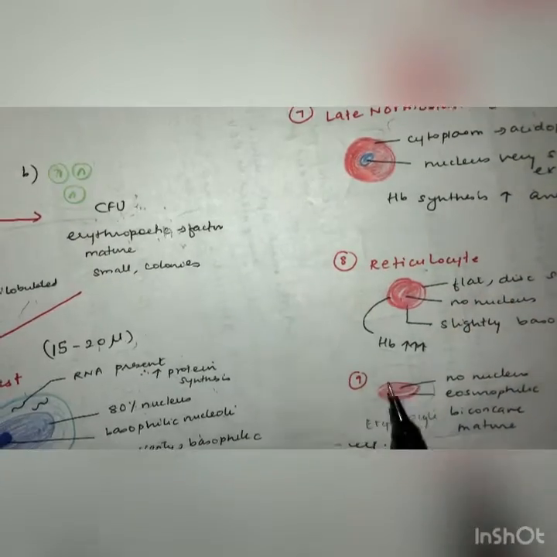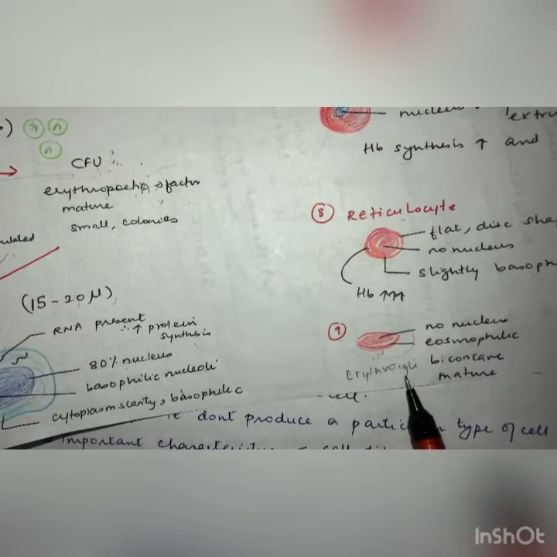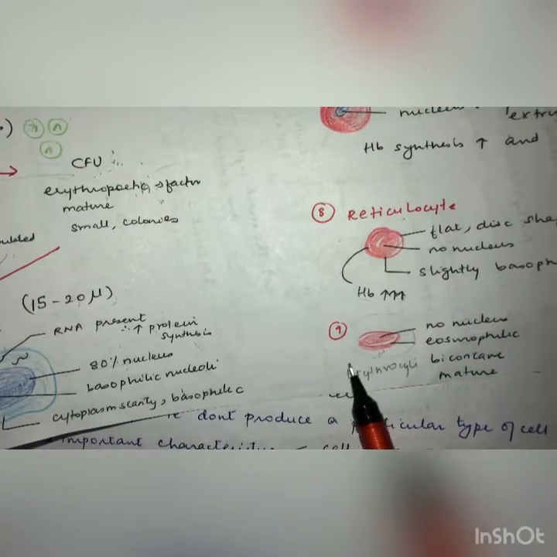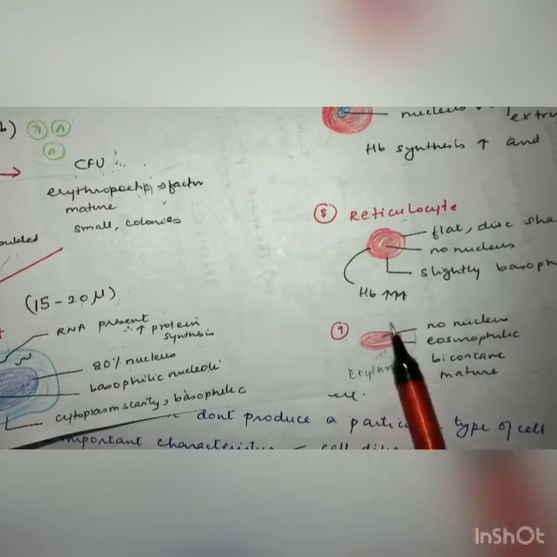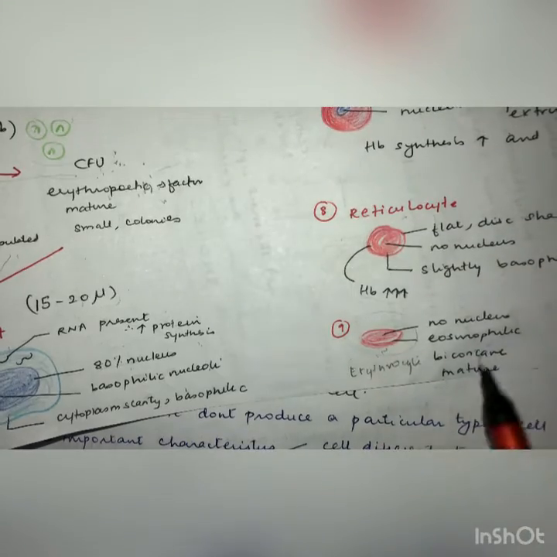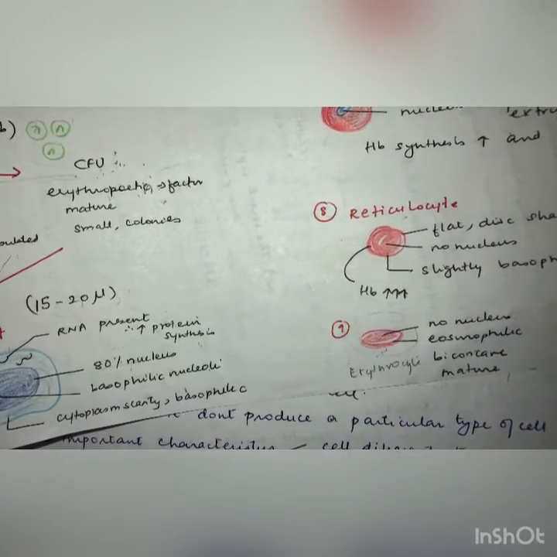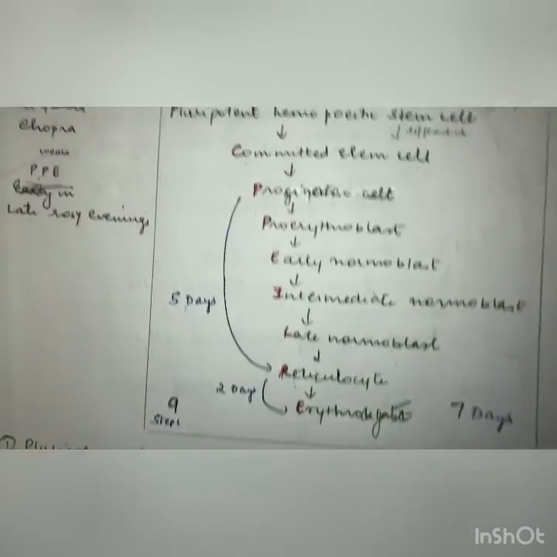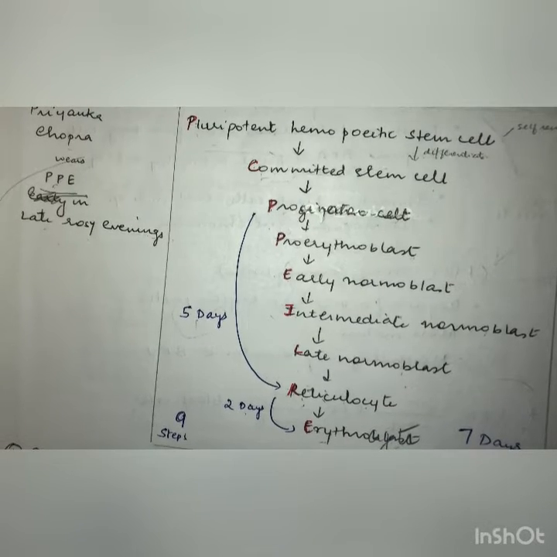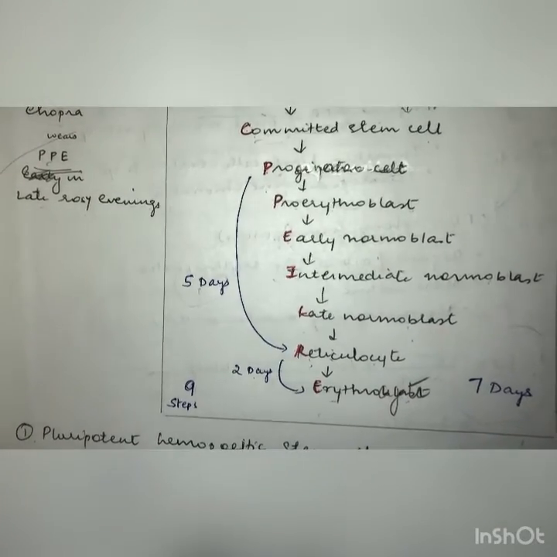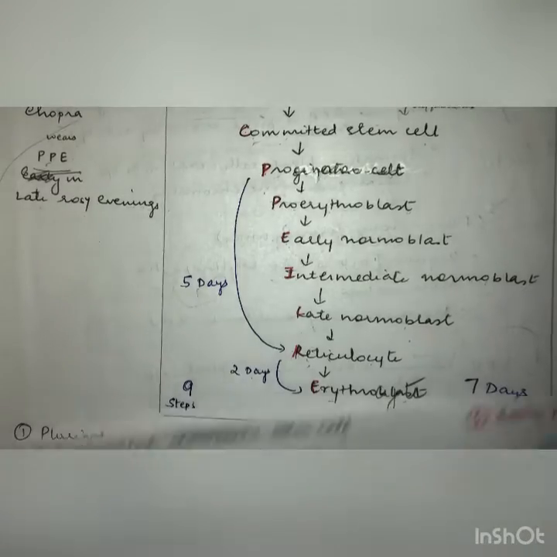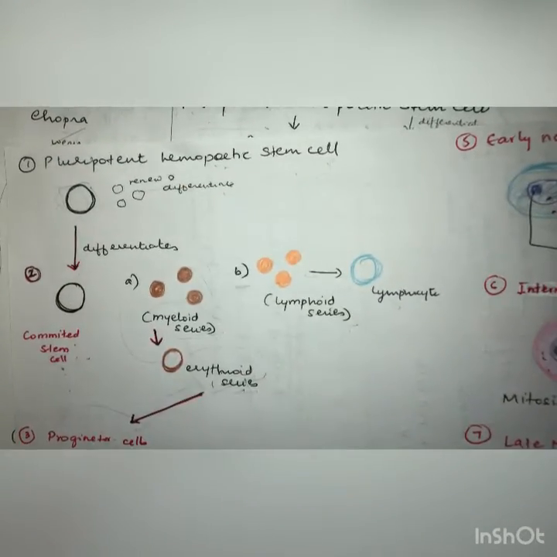After 2 days, we have a fully grown mature erythrocyte, which is smaller than a reticulocyte. It has no nucleus. It is eosinophilic, biconcave disc shape like a coin, and it is mature. So these were the stages. We can just revise. Pluripotent hemopoietic stem cell, committed stem cell, progenitor, proerythroblast, early normoblast, intermediate normoblast, late normoblast, reticulocyte, and erythrocyte.